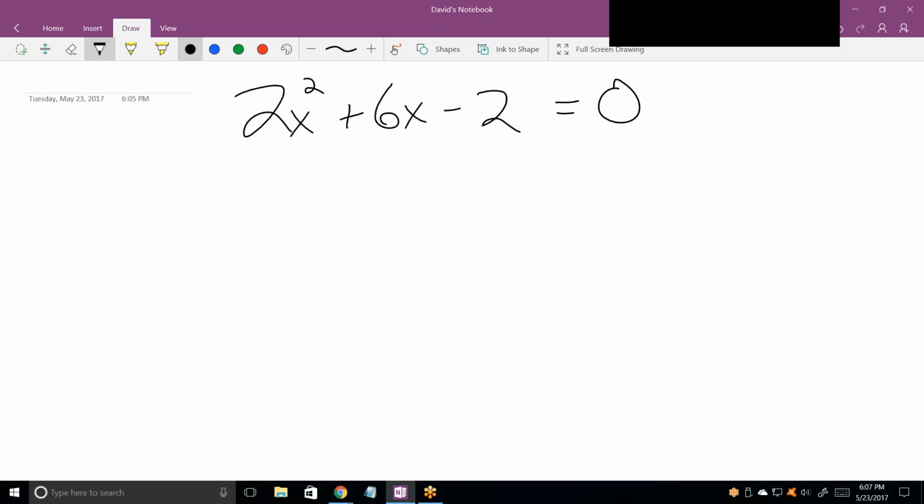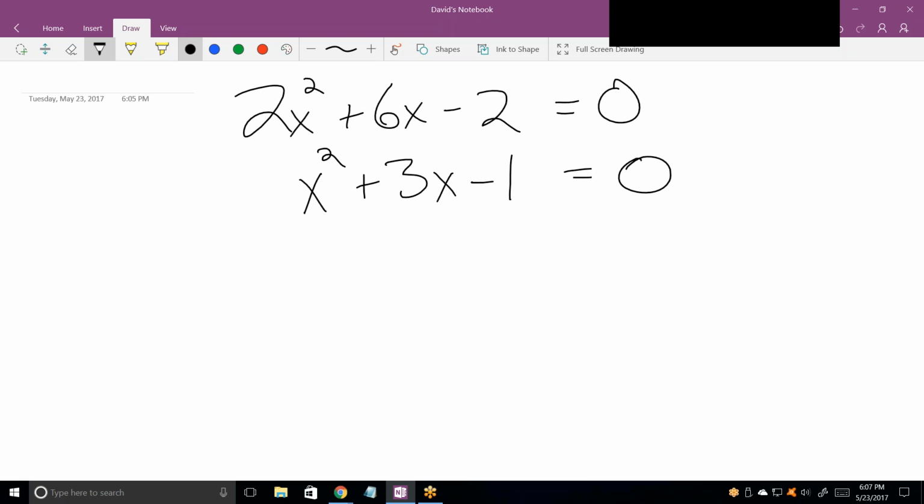So what's the first step here? Factor out a 2, which gives me x squared plus 3x minus 1 equals 0. Skipping 1 step. Again, it doesn't factor. No way am I ever producing 3x in the middle.